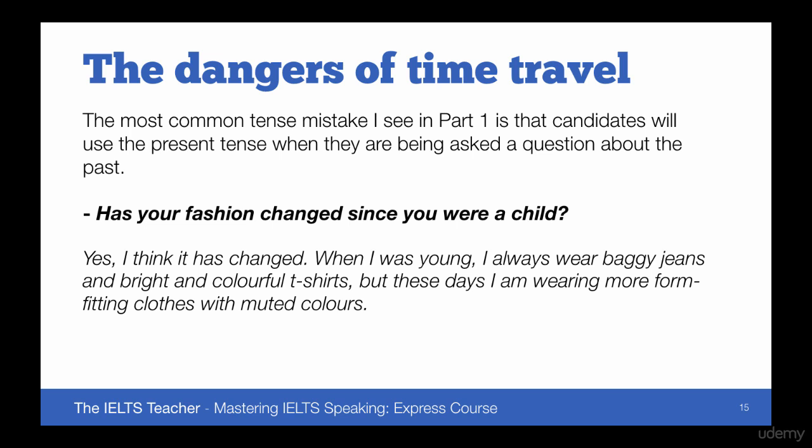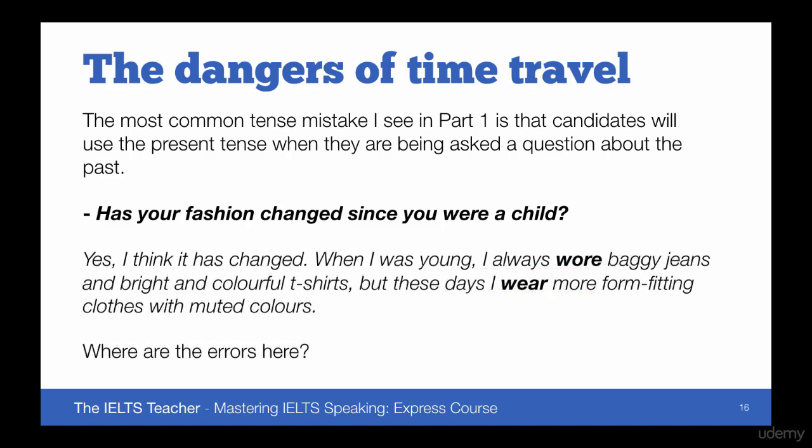Now, as you can see, hopefully, there are a couple of problems with this answer. Problems that are very, very typical of the problems that are related to this idea of changing tenses. Can you identify them? Let's have a look. I always wear. I am wearing. Both of these problems are related to tense, and they use the same verb. How would you fix them? What do you think the correction should be here?